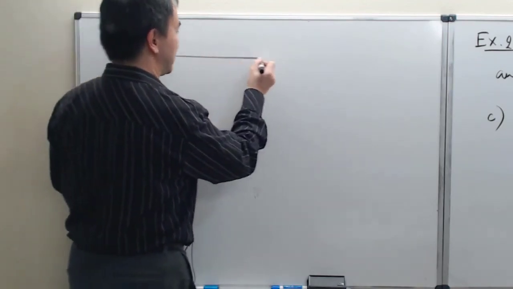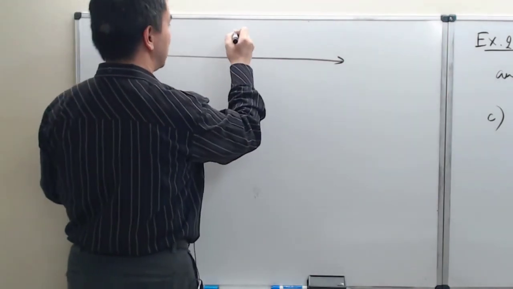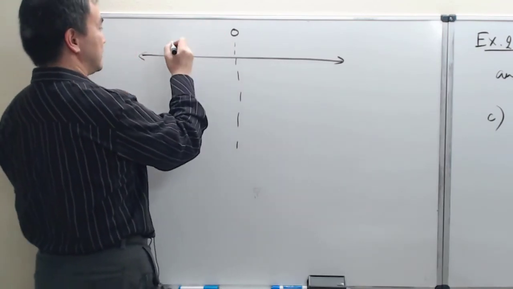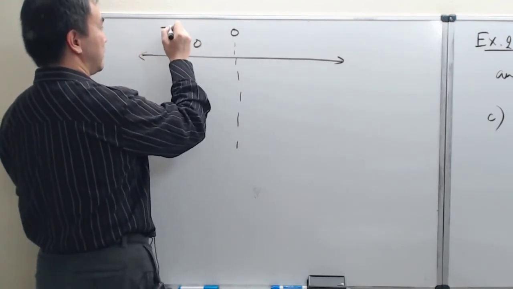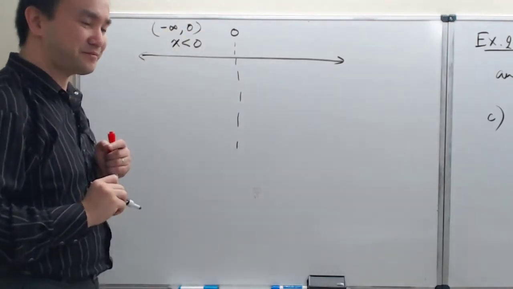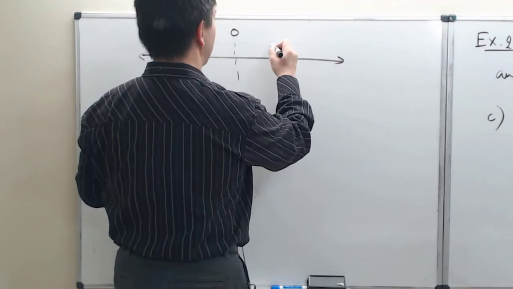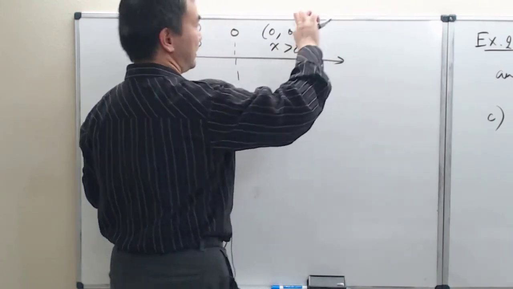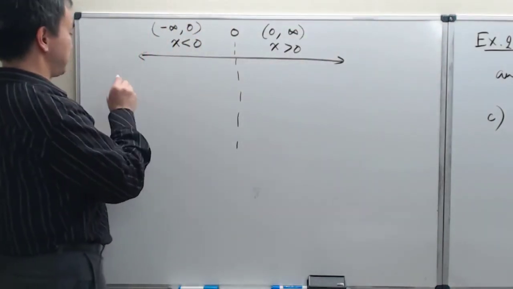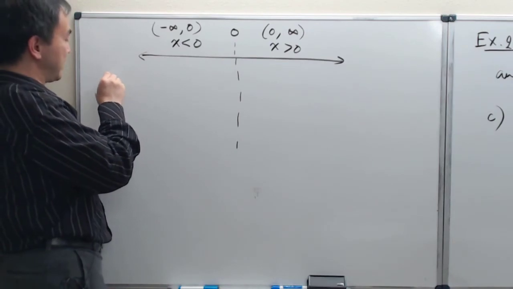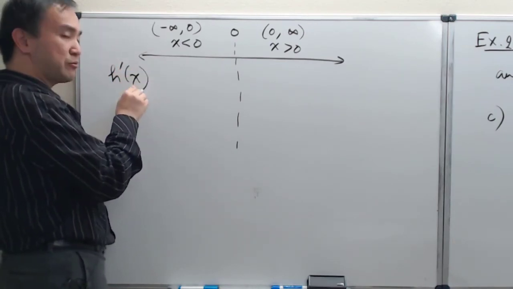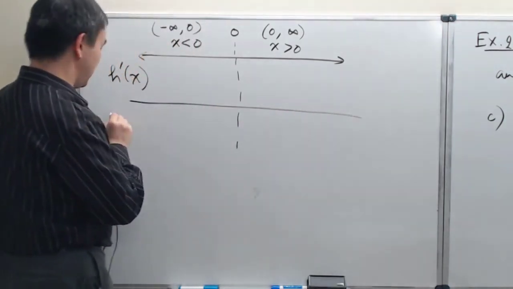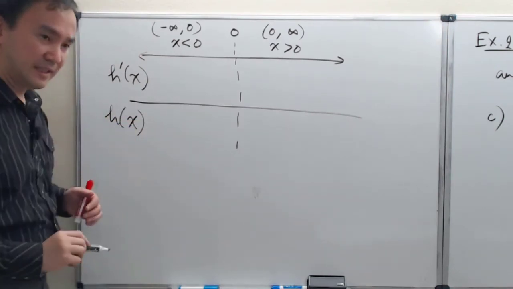So imagine once again the line of real numbers, and x equals 0 is here. That means the interval to the left is x less than 0, or negative infinity to 0. The other one is x greater than 0, or the interval from 0 to positive infinity. My function's name is h of x, so here I'm producing a row for h prime. I want to find the sign behavior of my derivative, and the next row is for the function itself.